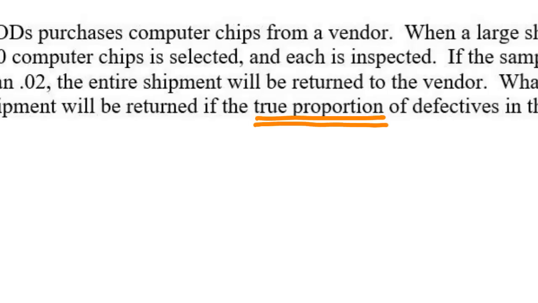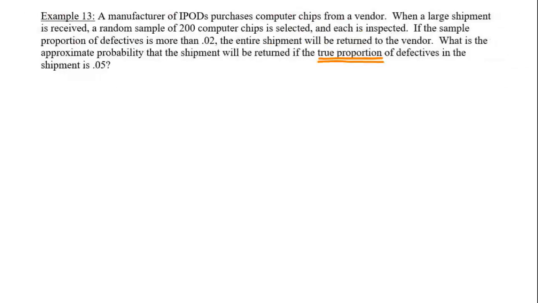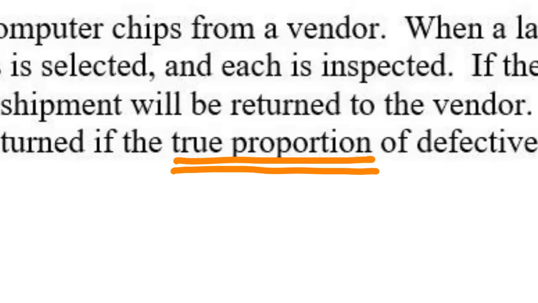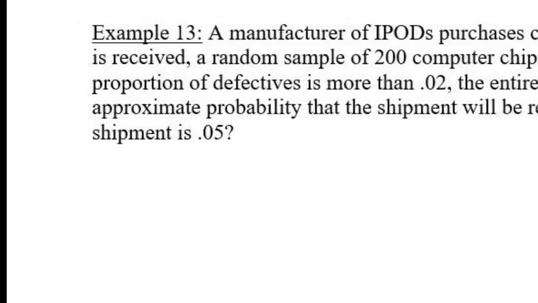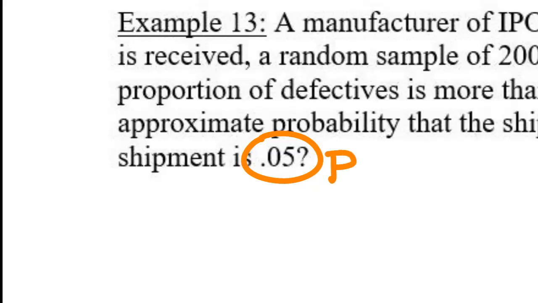are we working with mu? No. Now we have P. True proportion would be P. So that's what they're telling me right here. Why don't they give me a standard deviation? This is something that we calculate. With means, they have to give us the population standard deviation so that we can calculate the sample standard deviation. With proportions, you use the proportions to calculate the standard deviation.